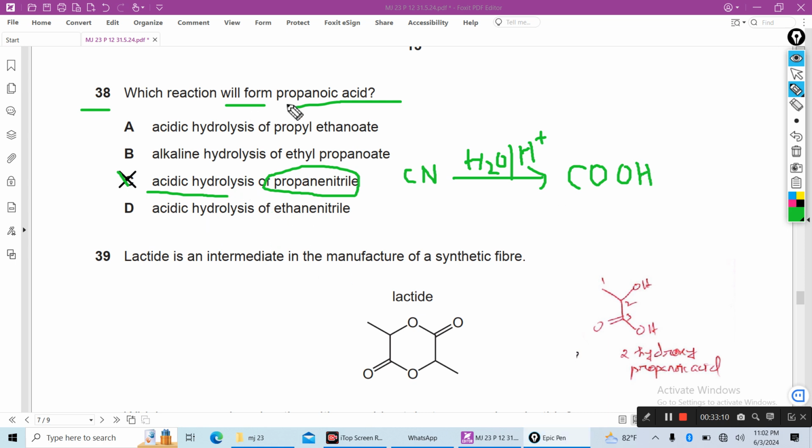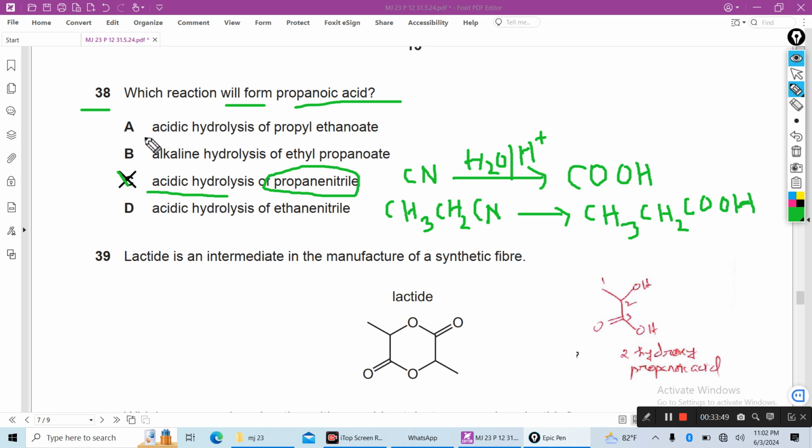So propanenitrile formula is CH3CH2CN. This is propanenitrile, 1, 2, 3 carbon. A 3 carbon cyanide compound is known as propanenitrile. It will convert to propanoic acid, CH3CH2COOH. So now C is the right answer.